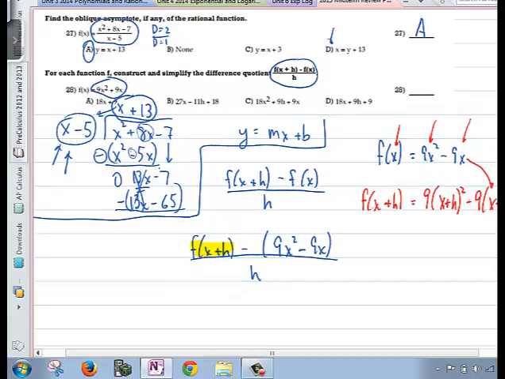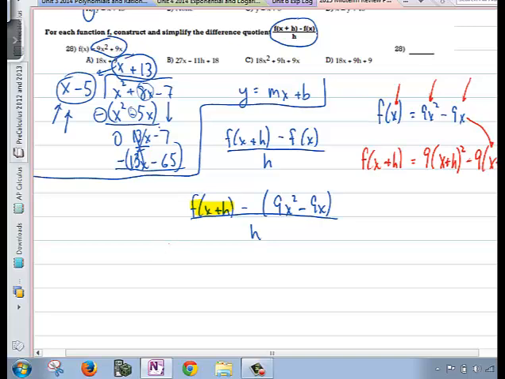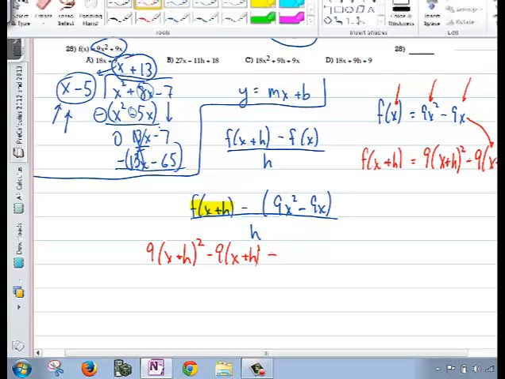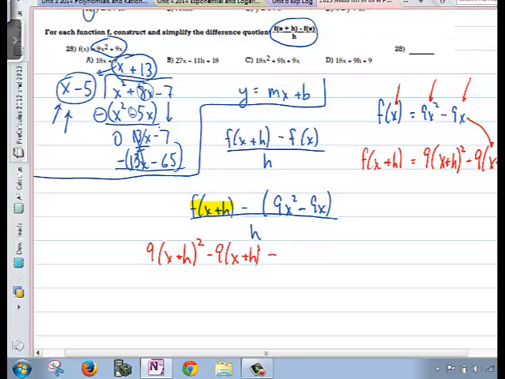So I'll write that into the difference quotient. So we'll have 9 times x plus h quantity squared minus 9 times x plus h minus the other part that was there before, 9x squared minus 9x all over h.